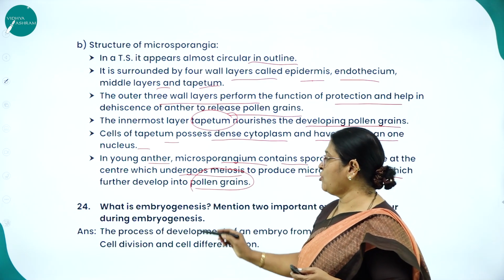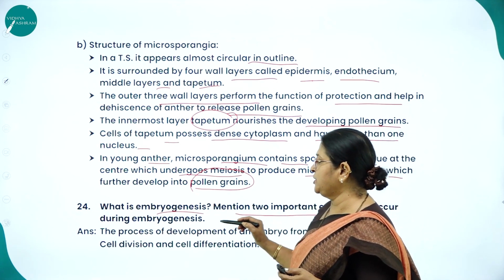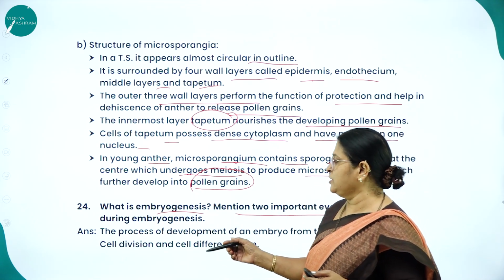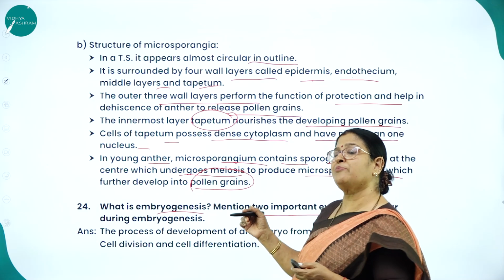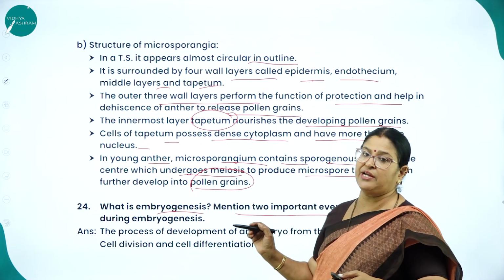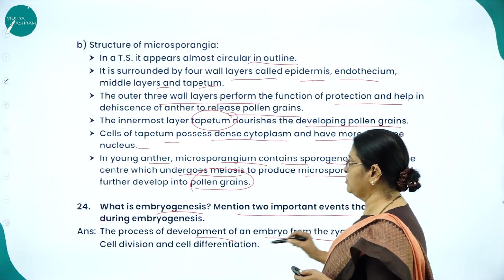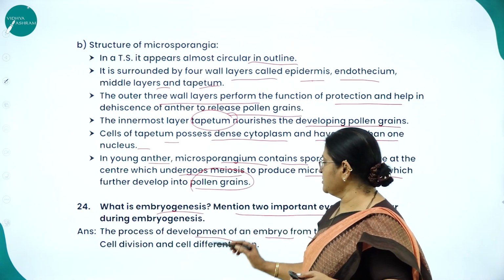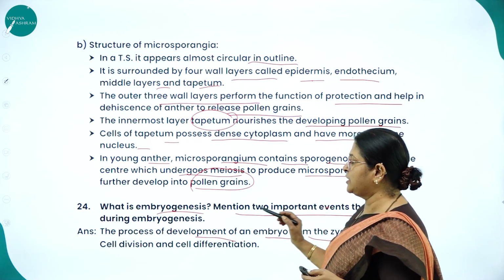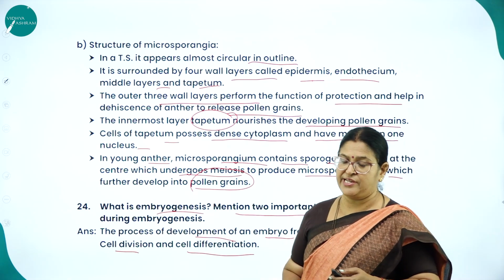Question number 24. What is embryogenesis? Mention 2 important events that occur during embryogenesis. This is a 2-marker question, so it's like a split question. What is embryogenesis? 1 mark. Mention 2 important events that occur during embryogenesis. The process of development of an embryo from the zygote is called embryogenesis. 2 important events that occur during embryogenesis are cell division and cell differentiation.